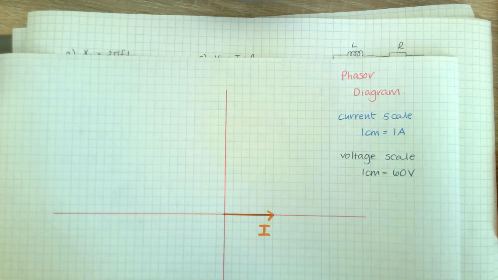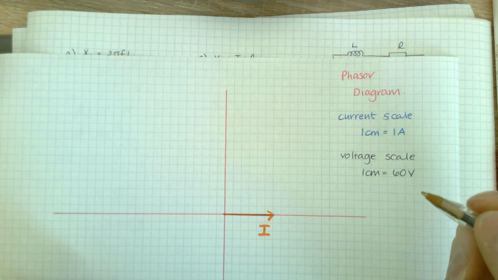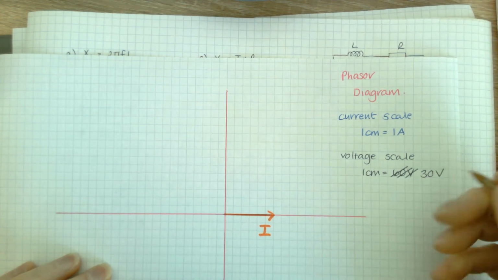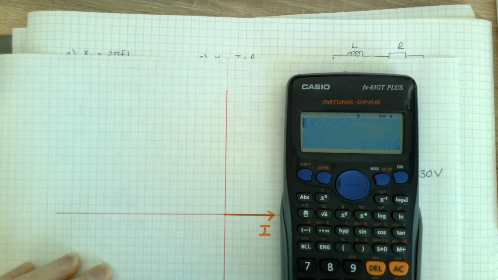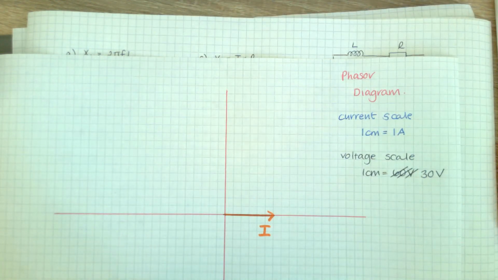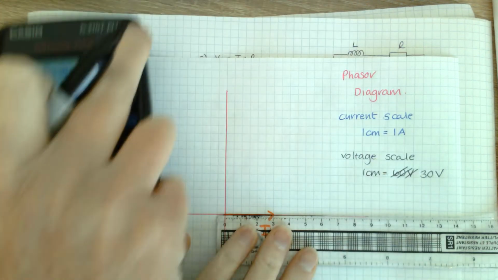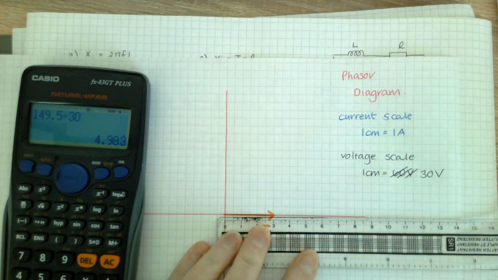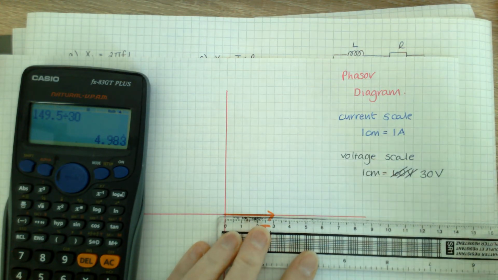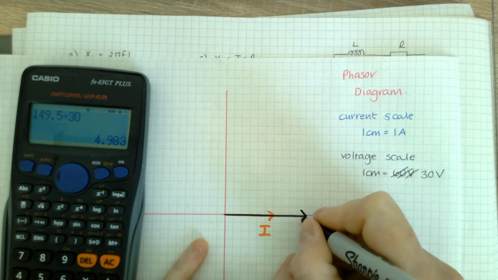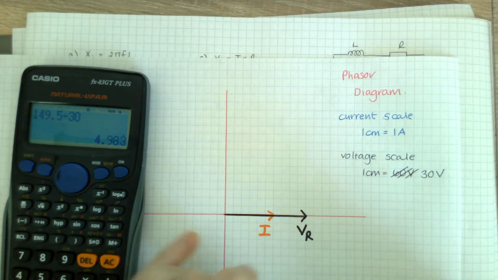I'll maybe change my scale. I'll make it a scale of 30. So it's 149.5 divided by 30, because I don't want my diagram to be too small. So I've got 4.983 repeater. So as well, the best I can draw that will probably be the 5. That's my voltage across my resistor.